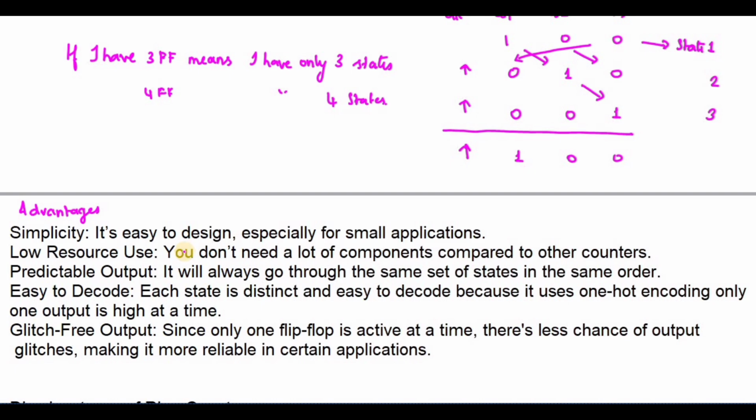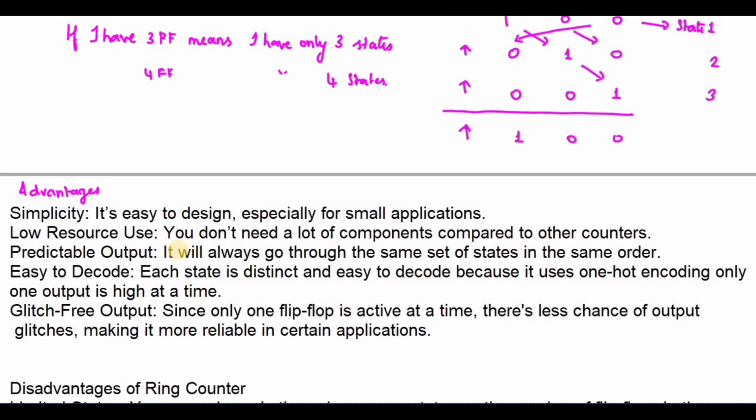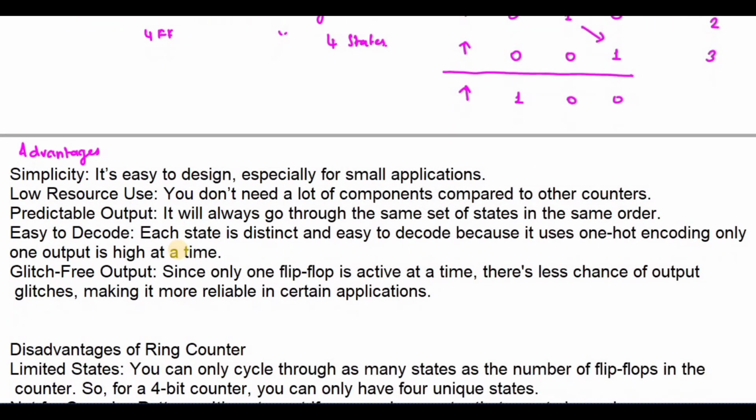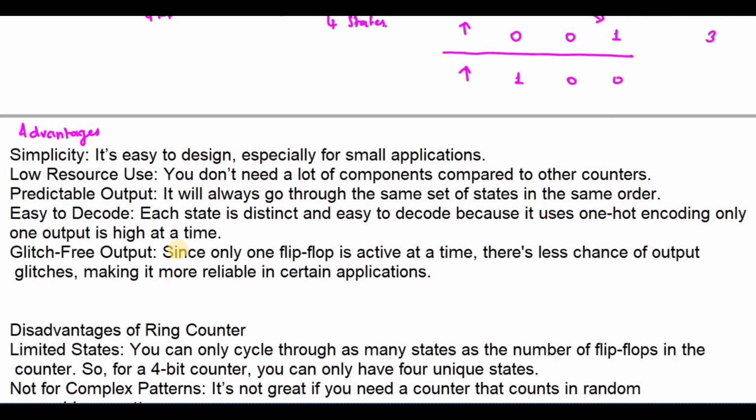That is, each state is distinct and easy to decode because it uses one-hot encoding. Only one output is high at a time. So that is called one-hot encoding, and it produces a glitch-free output. Since only one flip-flop is active at a time, there is less chance of output glitches happening. So it is more reliable in certain applications.